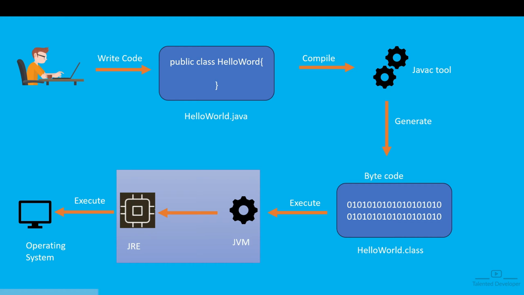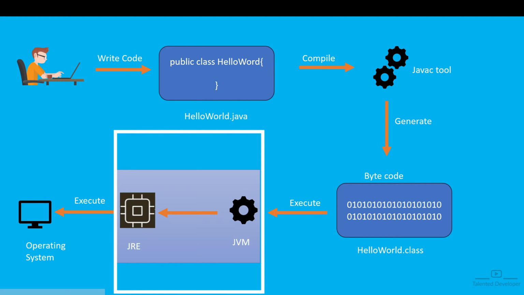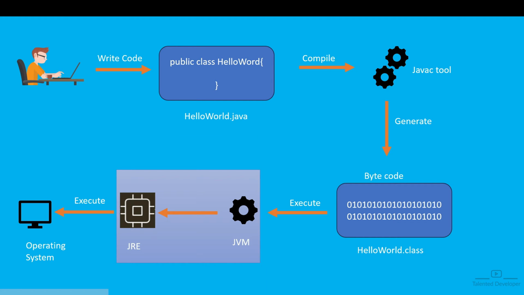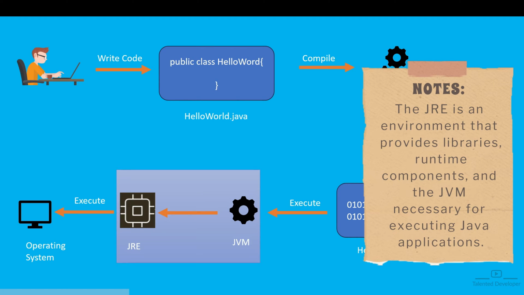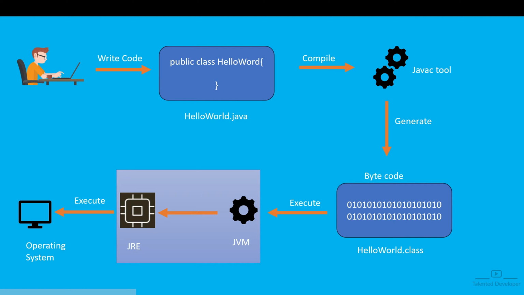So what will happen in the next step? Once the .class file is ready, it is passed to the JVM. Here the JVM is responsible for interpreting, or I can say compiling, the bytecode into machine code that can be executed by the underlying hardware and operating system. And in that, the JRE plays an important role. The JRE is an environment that provides libraries, runtime components and the JVM necessary for executing Java applications. Finally, the JVM will interact with the operating system to execute the Java program, utilizing resources such as memory, CPU and input output operations.